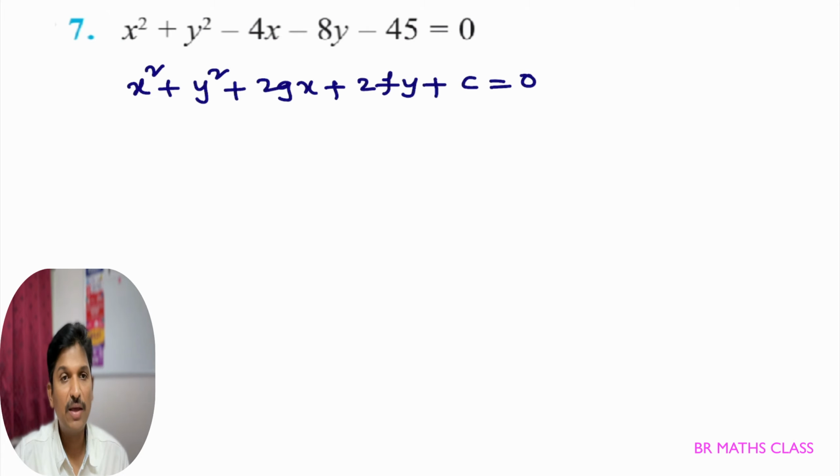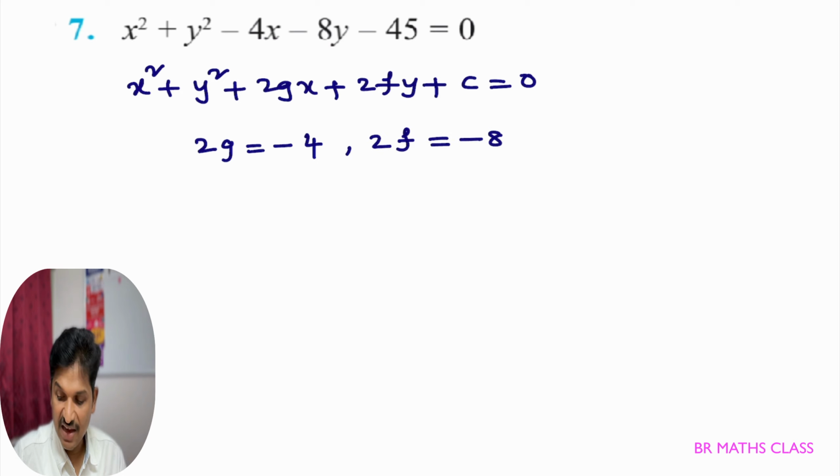Now compare this equation with this. Here x coefficient is 2g, here x coefficient is minus 4. Compare the x coefficients, 2g is minus 4. Now compare the y coefficients. In general form, y coefficient is 2f. Here y coefficient is minus 8. That means 2f is minus 8. And c, what is c? c is minus 45.